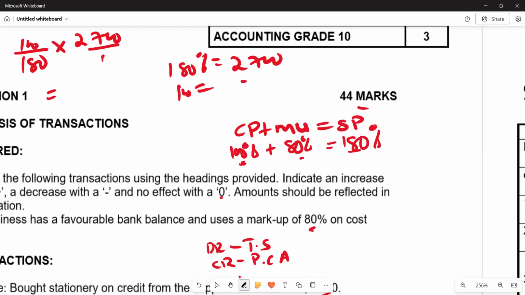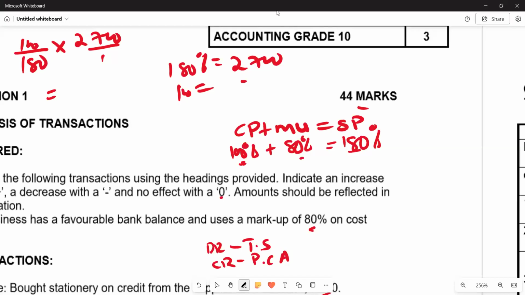Let's try to see. We say 100, and then we divide by 180 and try to see what. So after this calculation, we see that 1,500 is the correct answer that we have there. So this is the one that we are going to do a double entry for cost of sales.